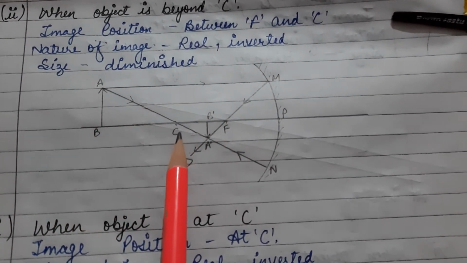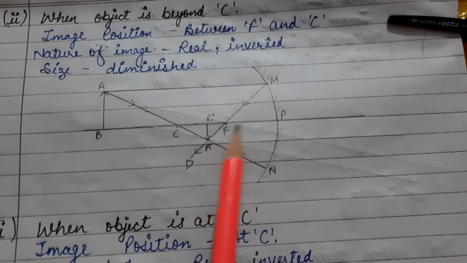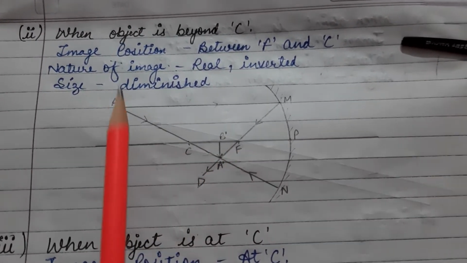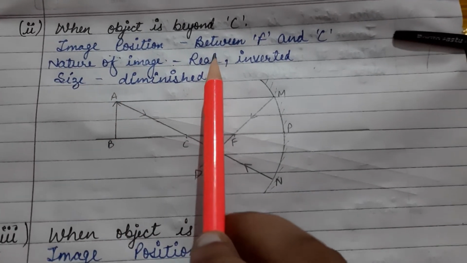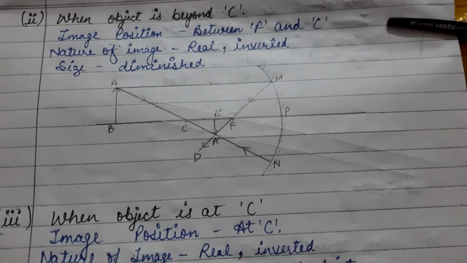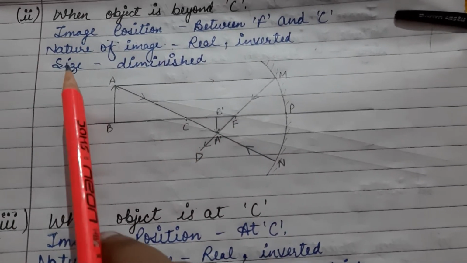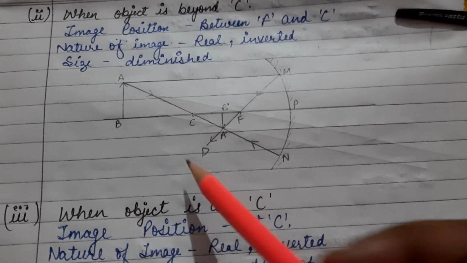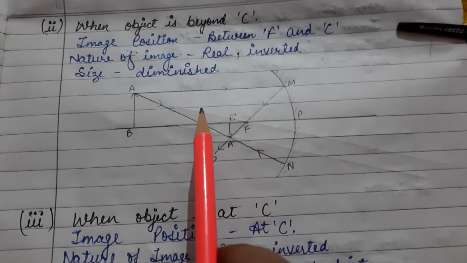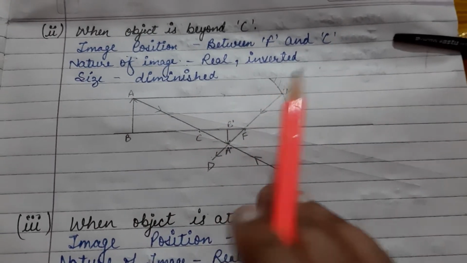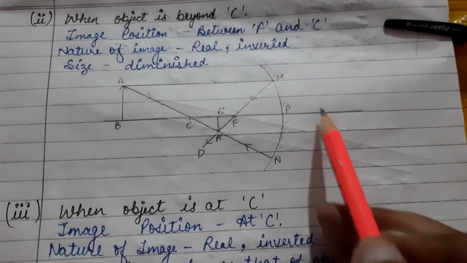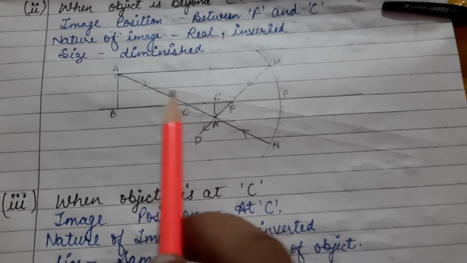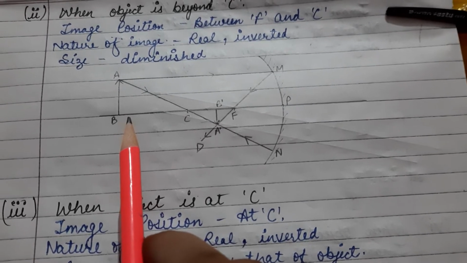Beyond C means behind C. C is center of curvature, F is focus, P is pole, and this is the principal axis. So the image position will be between F and C, between focus and center of curvature. The nature of image will be real and inverted. Inverted means it will be upside down. Real means it will form on the same side where the object is. The opposite side is this one, the right hand side of the mirror, but the image will form on the left hand side, same as the object.